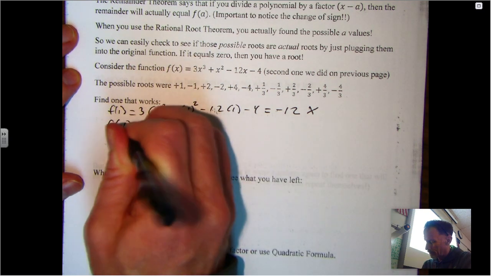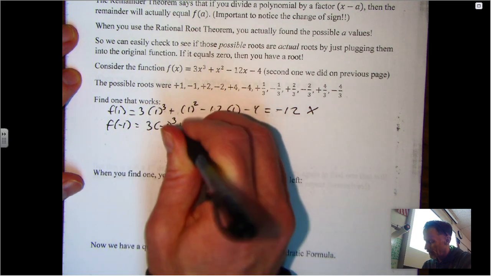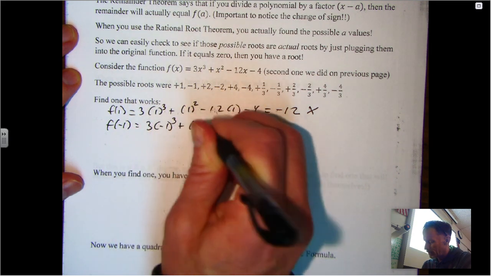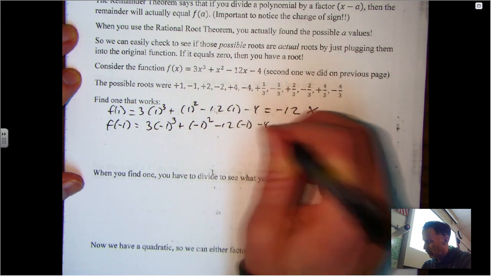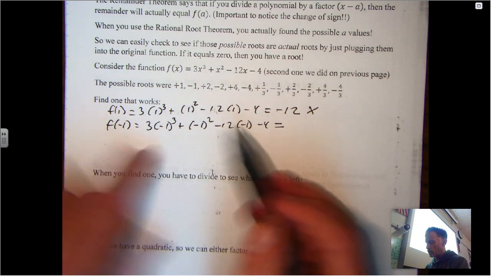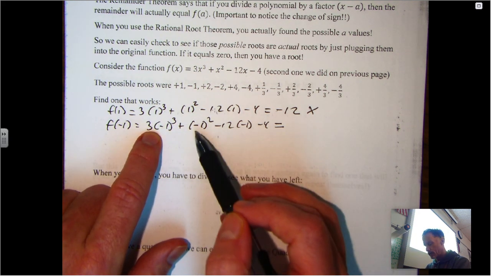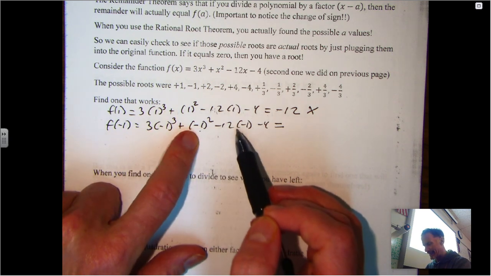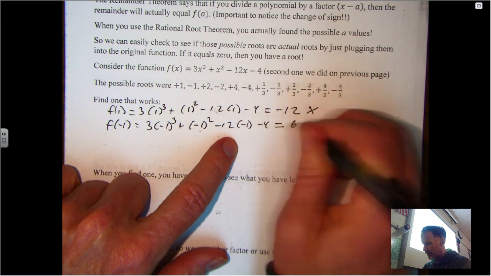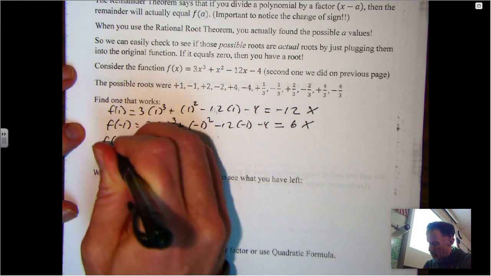How about negative 1? 3 times negative 1 to the third plus negative 1 squared minus 12 times negative 1 minus 4. And again, watch your sign. So this is negative 3 plus 1, which is negative 2. Negative 2 plus 12 is 10. 10 minus 4 is 6. Again, not 0. So moving on. How about the next one? f of 2.